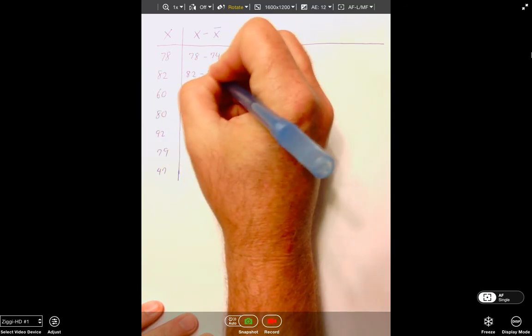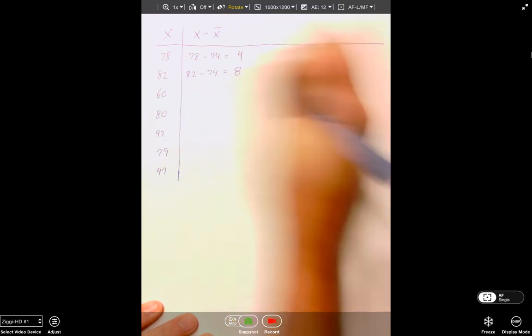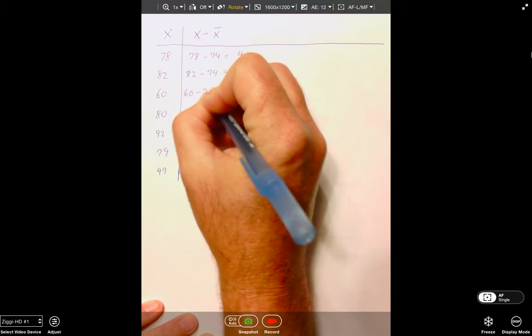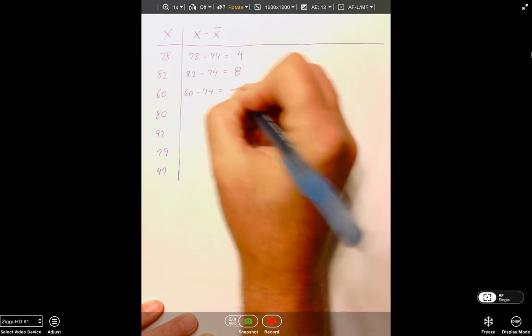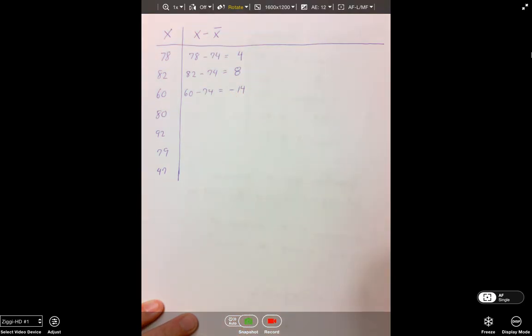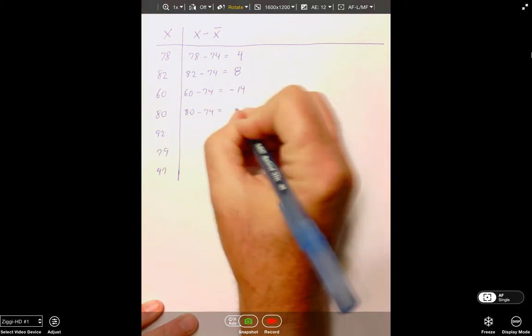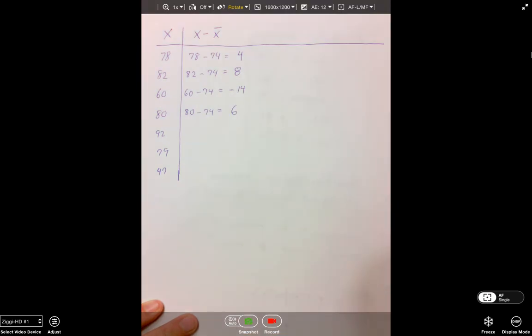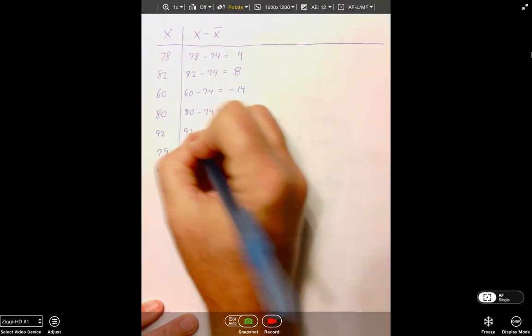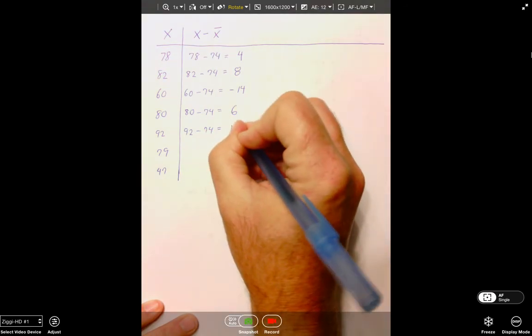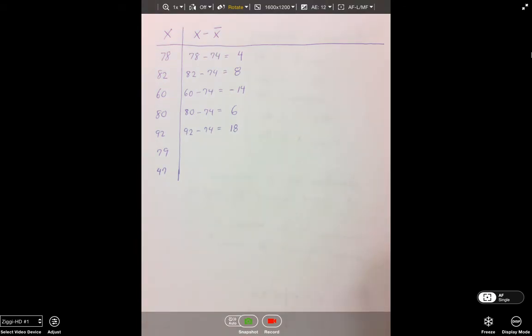82 minus 74, it tells us that this score is 8 units above the mean. 60 minus 74 gives us a negative 14, so it tells us that 60 is 14 units below the mean. So you probably see what they were trying to accomplish here. So that's 6 units above the mean. What is that, 18? I think so.